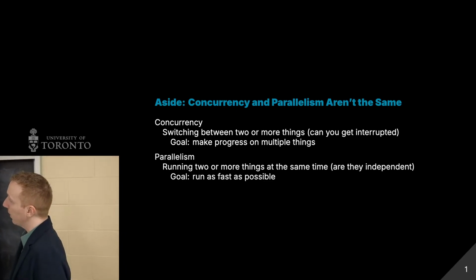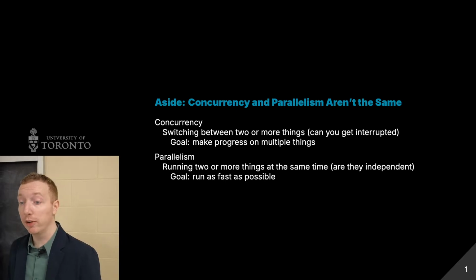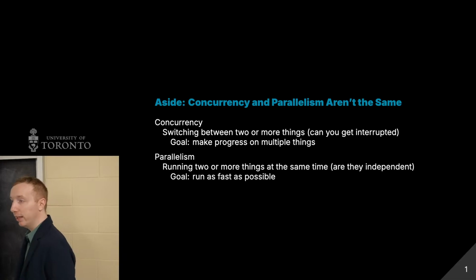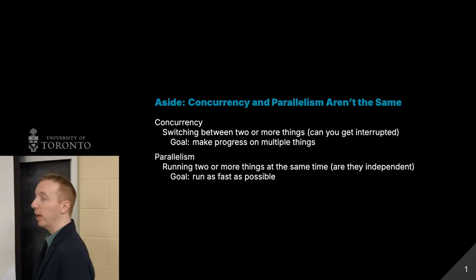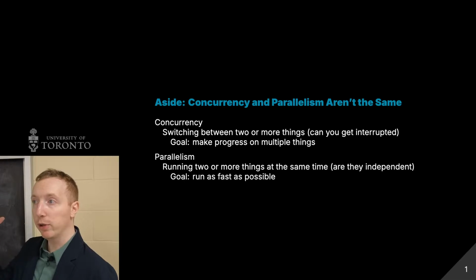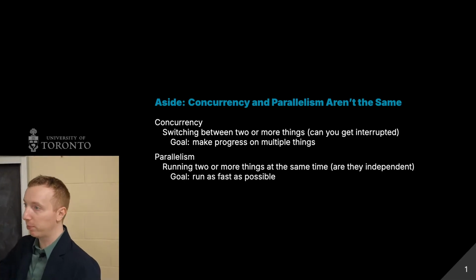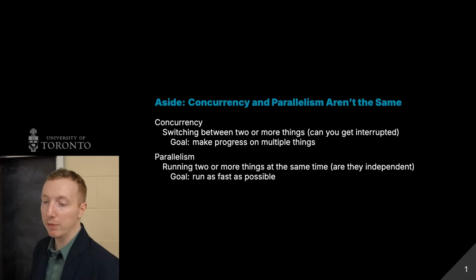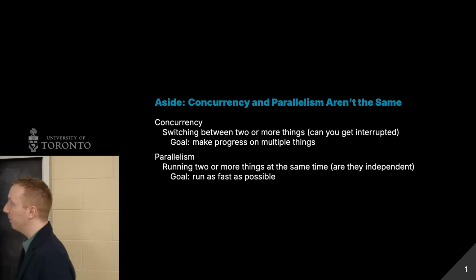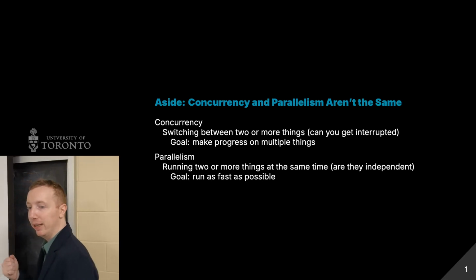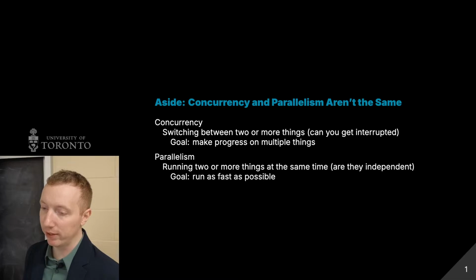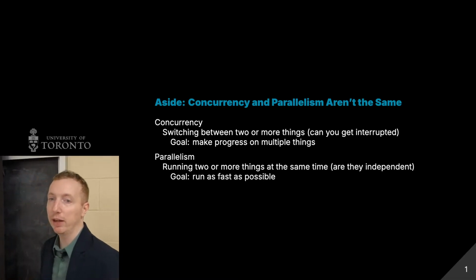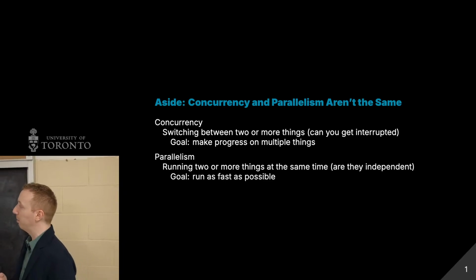The difference between the two is that concurrency means I'm switching between two or more things. It means I can get interrupted and, well, I can only make progress on one thing at a time, but I can switch between the things I'm making progress on. So the goal there is to make progress on multiple things. While with parallelism, two things need to be happening at the exact same time instant. They're independent, happening at the same time. And that goal is to run as fast as possible.